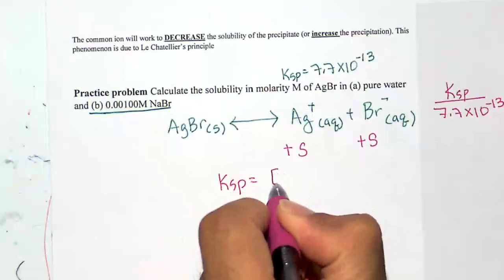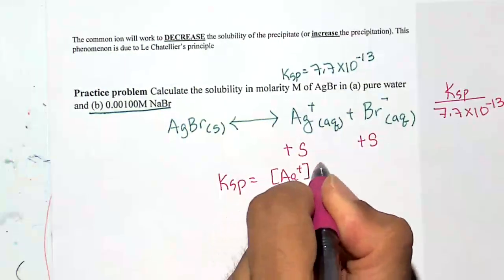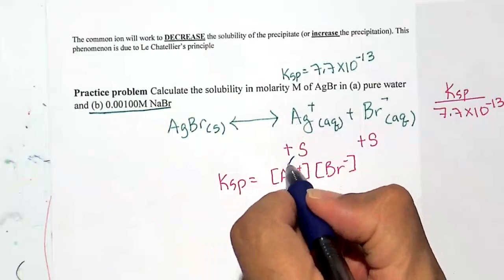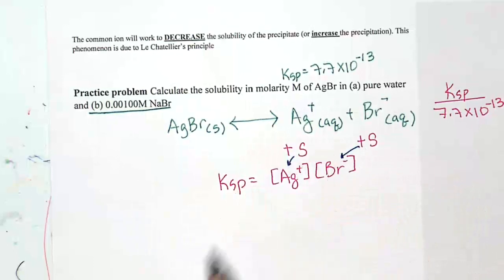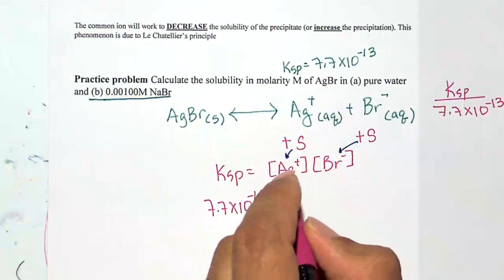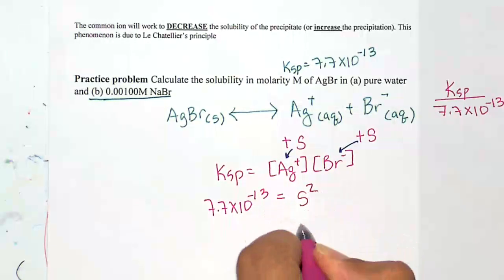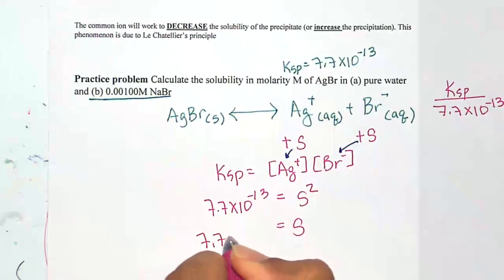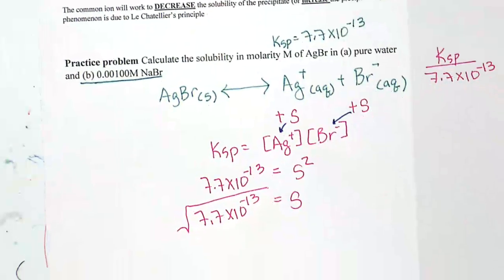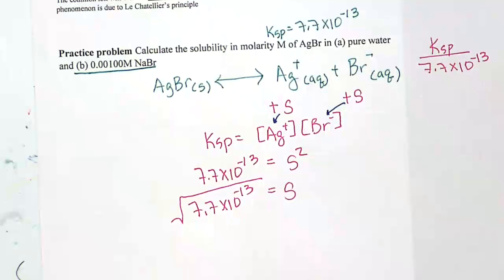Plug it into the KSP. This S goes here for AgBr. This S goes here for Br minus. The KSP is something I'll give you as 7.7 times 10 to the minus 13. This S times this S is S squared. So S here is going to be the square root of 7.7 times 10 to the minus 13. And on my calculator, I am getting the solubility to be 8.8 times 10 to the minus 7.